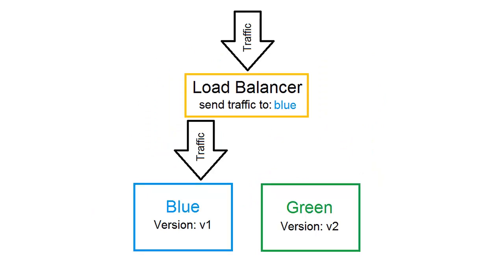In this graphic, I have an environment labeled blue and an environment labeled green. Version V1 of my application is running in my blue environment, while version V2 is running in the green environment. A load balancer sits atop the two environments. It is currently directing traffic to my blue environment. Once version V2 of my application has been verified as ready for production, I simply update the load balancer to send traffic to the green environment.